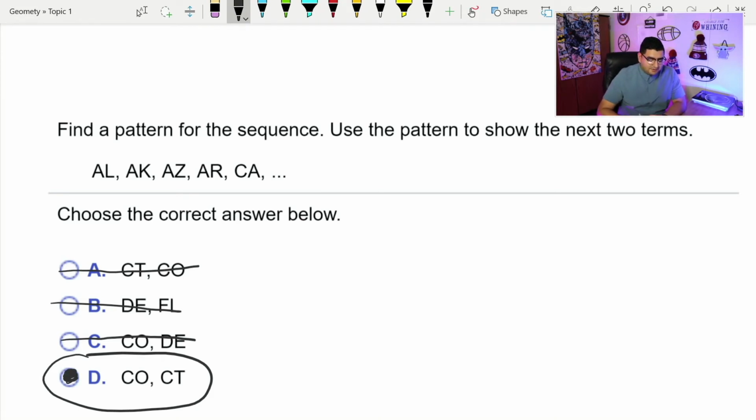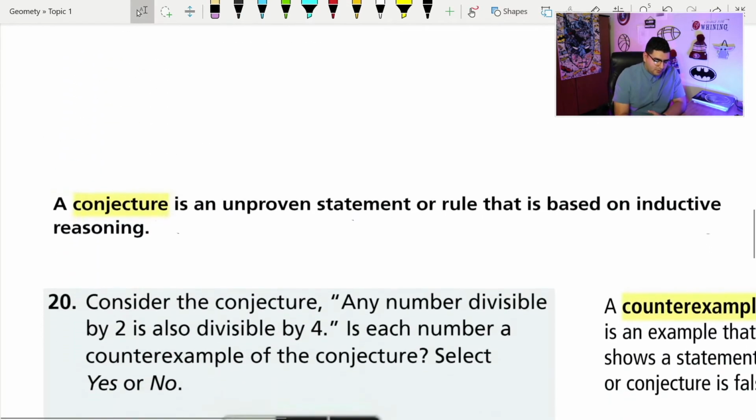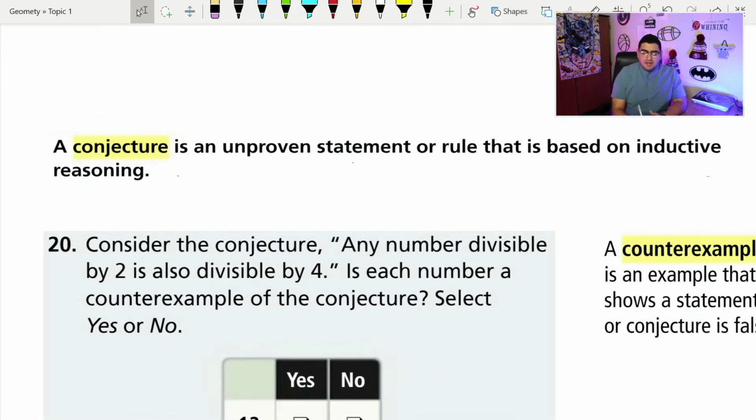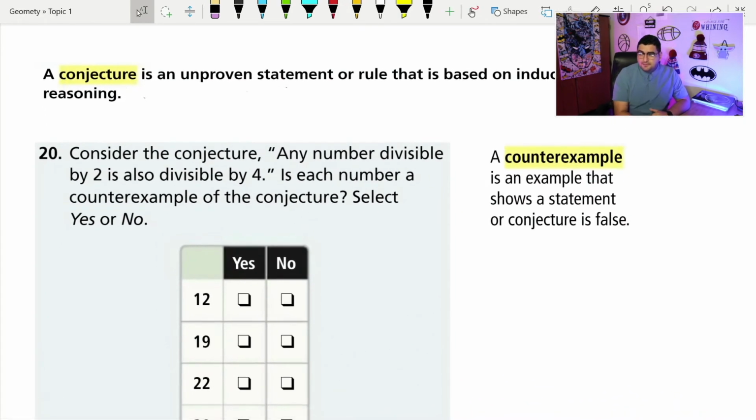And this is how you use inductive reasoning to help you solve some problems. Now, another thing that is usually created when you use inductive reasoning is what we call a conjecture. A conjecture is an unproven statement or rule that is based on inductive reasoning. So a lot of times people will create rules, which they call conjectures, based off inductive reasoning. But a lot of times we can't really prove them.